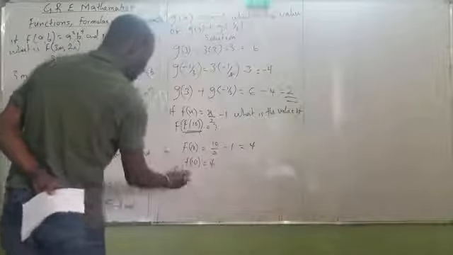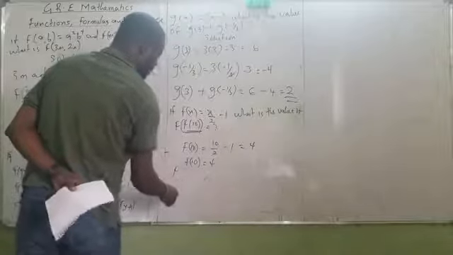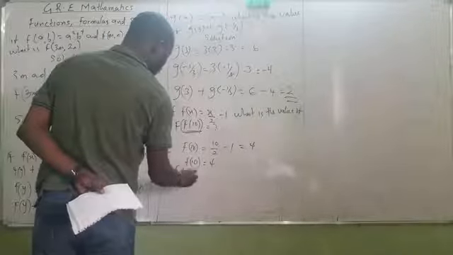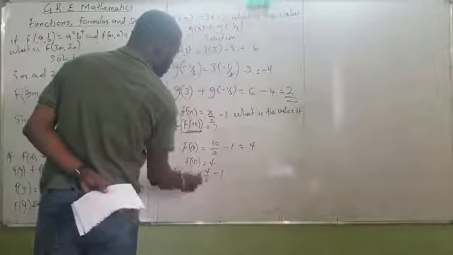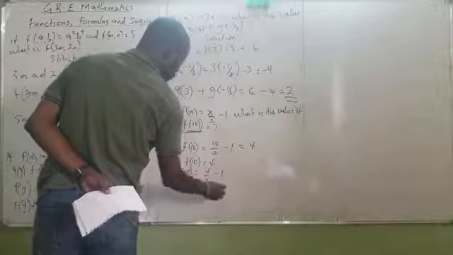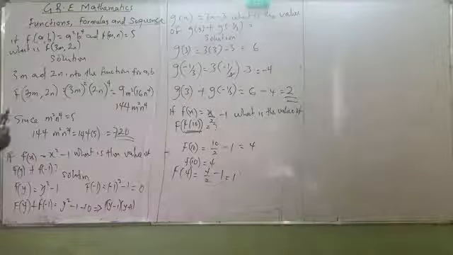I will now say f of 10 equals 4. It means I'll be having f of 4, which will be equal to 4 all over 2 minus 1, which is going to be 2 minus 1, and my answer becomes 1. That is the answer.